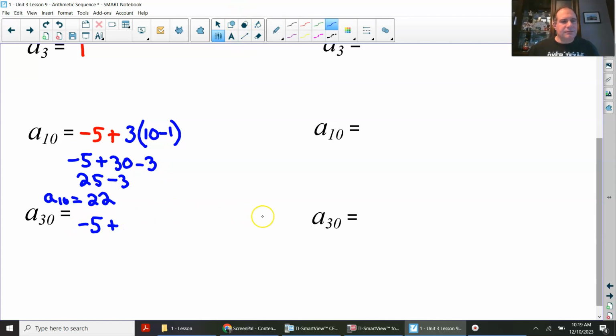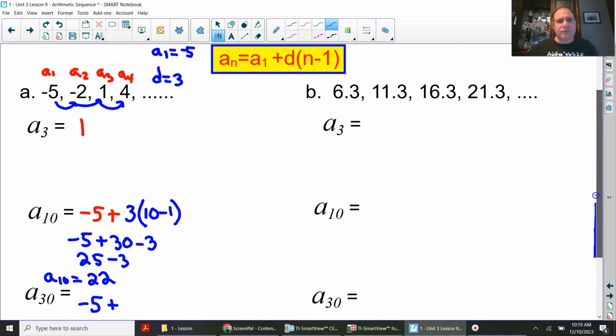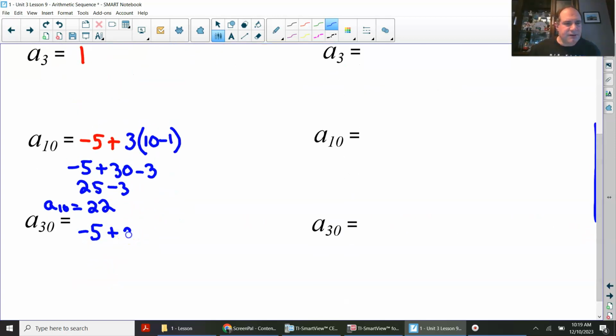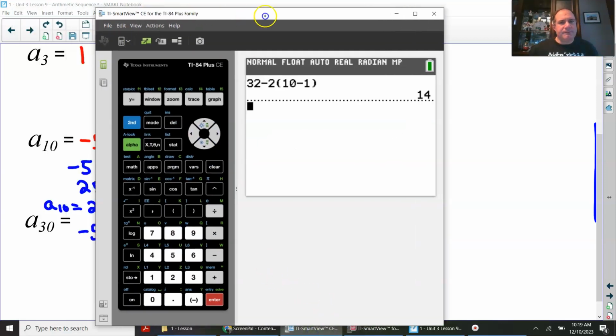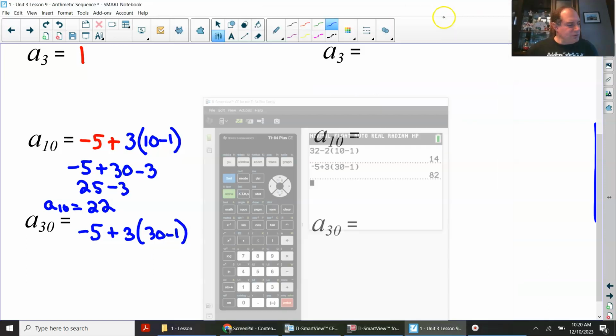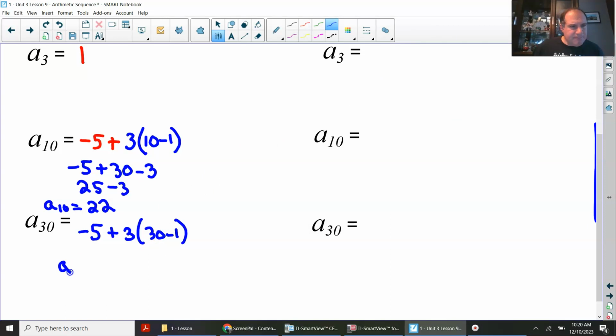Plus a sub 30. So we are D. Remember, the D goes in first. So the common difference here is 3. We are looking for 30 minus 1. I'm going to grab my calculator, do -5 plus 3 times 30 minus 1. Close in parentheses, and you get 82 for that one. A sub 30 equals 82.